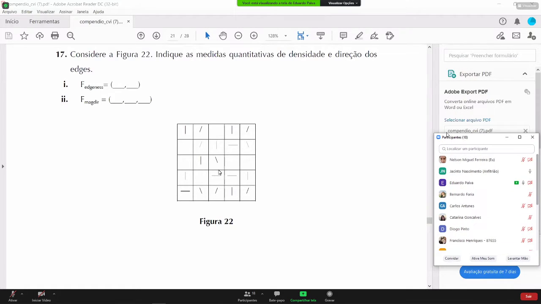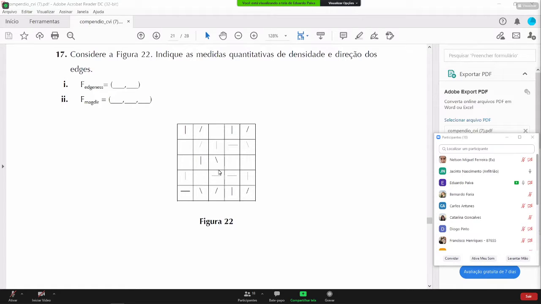In the first one, I just need to count the total number of pixels that contain edges. Of course, in the test, 19 divided by 25. Yes, 19, so this is the total. In the test I would ask more precisely. So first, the edginess: you have 19 divided by 25.